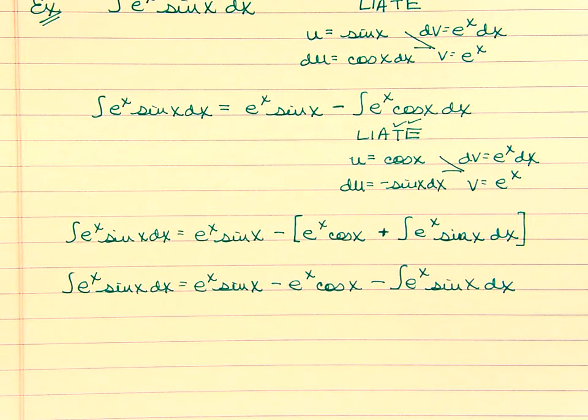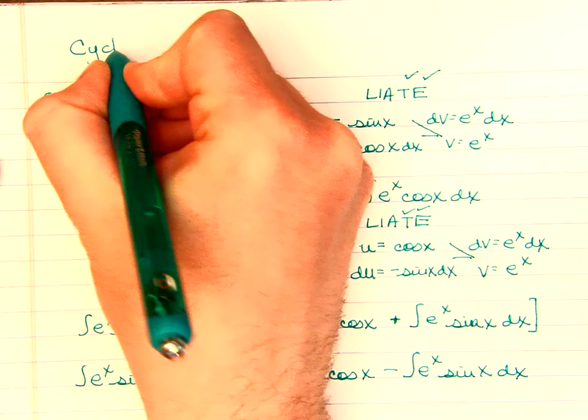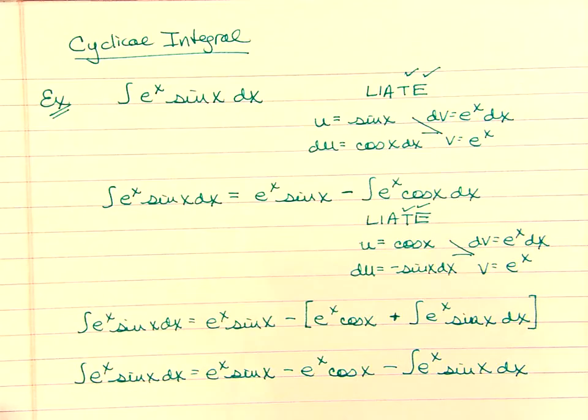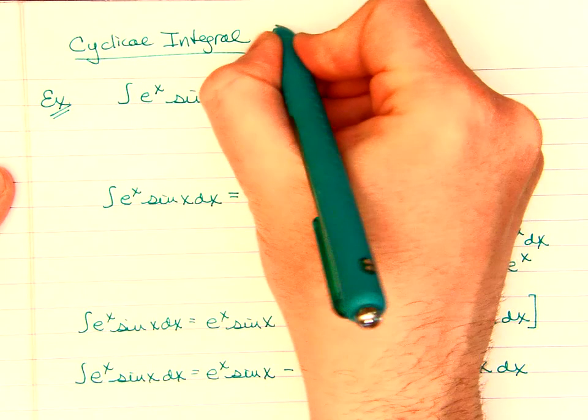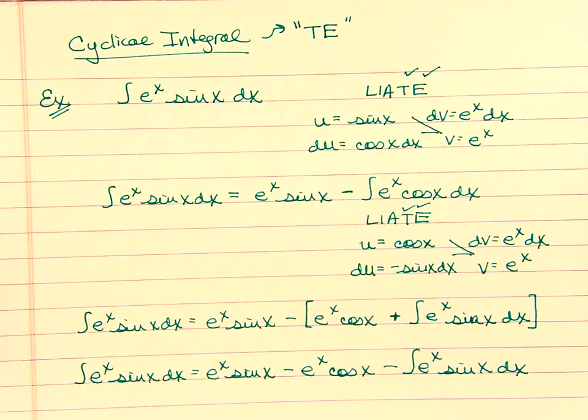So integration by parts again, but it's just going to keep happening. I'm going to keep getting integration by parts integrals, and it's never going to end. First of all, to give a name to what I have happening here, I'm going to call this a cyclical integral. Because it just keeps cycling through e to the x sine x, and e to the x cosine x, and e to the x sine x, e to the x cosine x. It's never going to end. Cyclical integrals occur when you have something in the form t and e, something trig with something exponential.